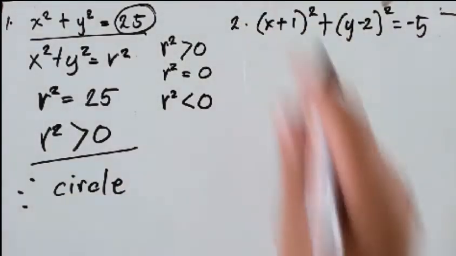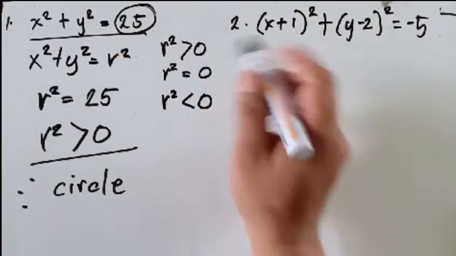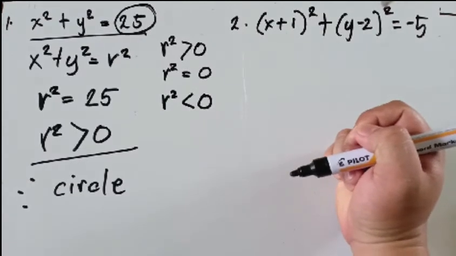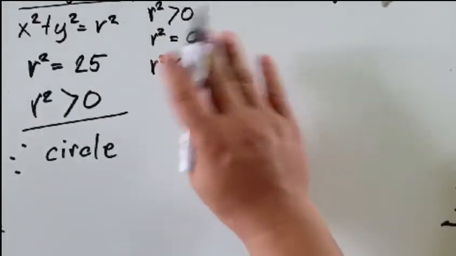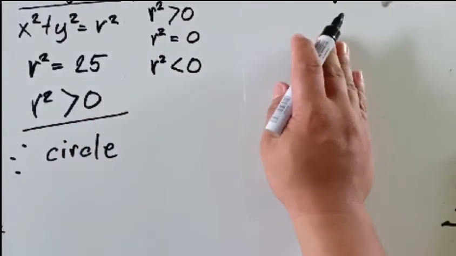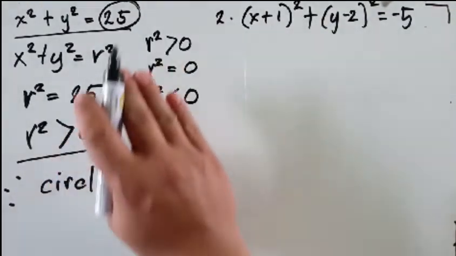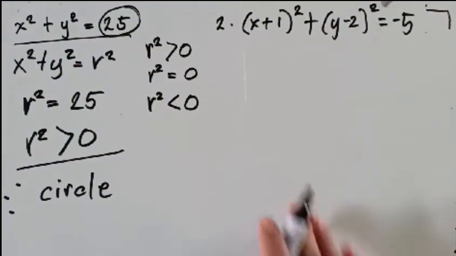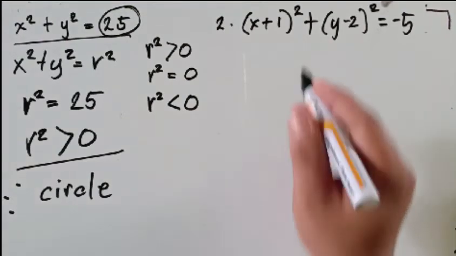Let's take the second example. Following the same condition, r squared greater than 0, that's a circle. r squared equals 0, that's a point. r squared less than 0, that's a null set. So here, we have a different standard form of a circle. In the first example, the center is at the origin. In the second example, the center is at (h, k).